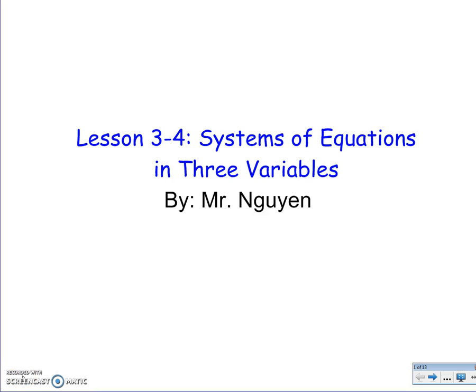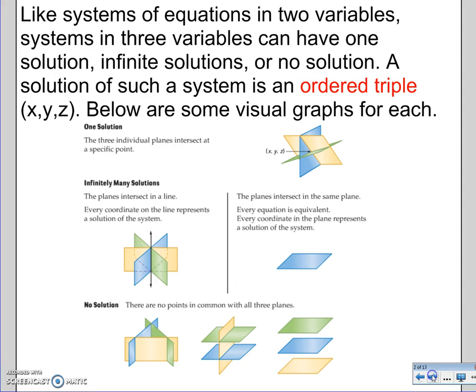Today's video will be systems of equations in 3 variables. So, like systems of equations in 2 variables, systems in 3 variables have either one solution, infinite solutions, or no solution. The solution of a system is called an ordered triple instead of an ordered pair. There's also ordered quadruple and things like that. So below are some visual graphs.